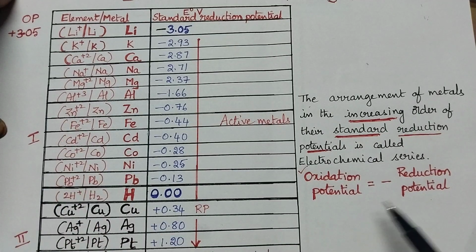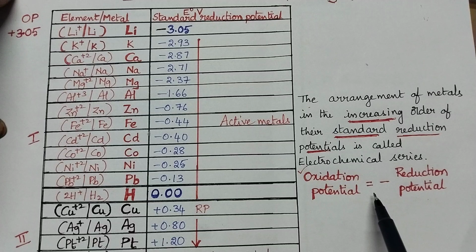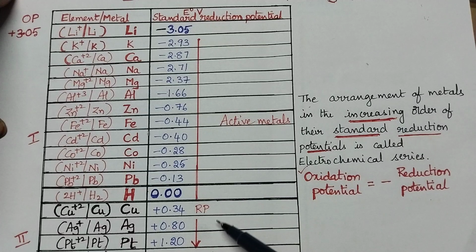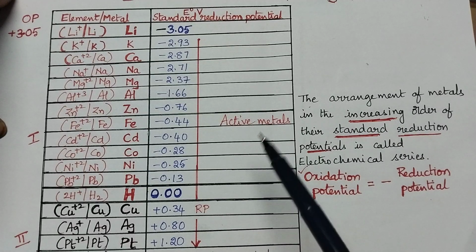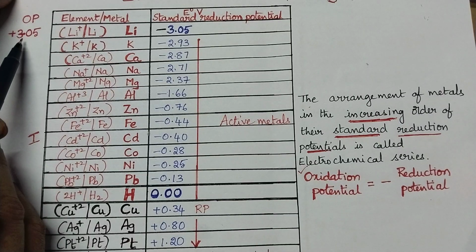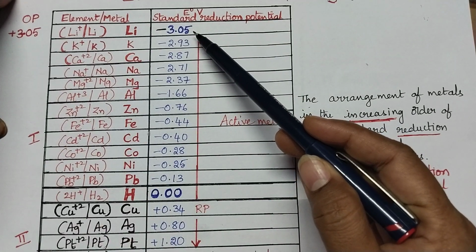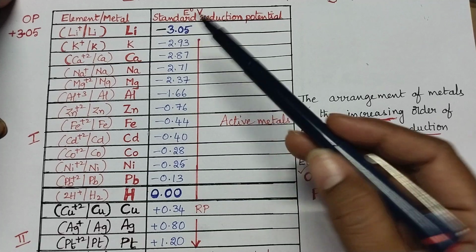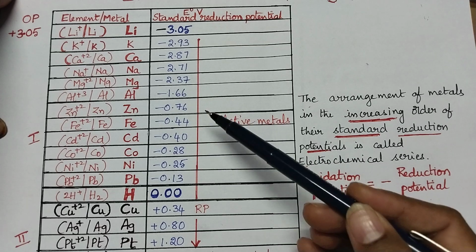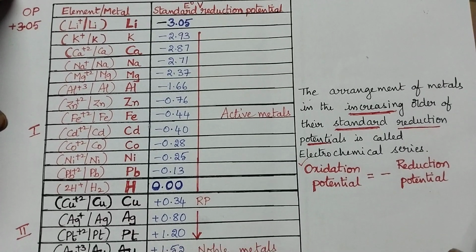What is the relation between oxidation potentials and reduction potentials, students? Oxidation potential is equal to minus reduction potentials. In this electrochemical series, all the metals are arranged with respect to the reduction potentials. Here, the oxidation potential of lithium is given with positive sign. That means the reduction potential is given with the negative sign. Is it clear, students? For our convenience, let us classify or divide the electrochemical series into two parts.